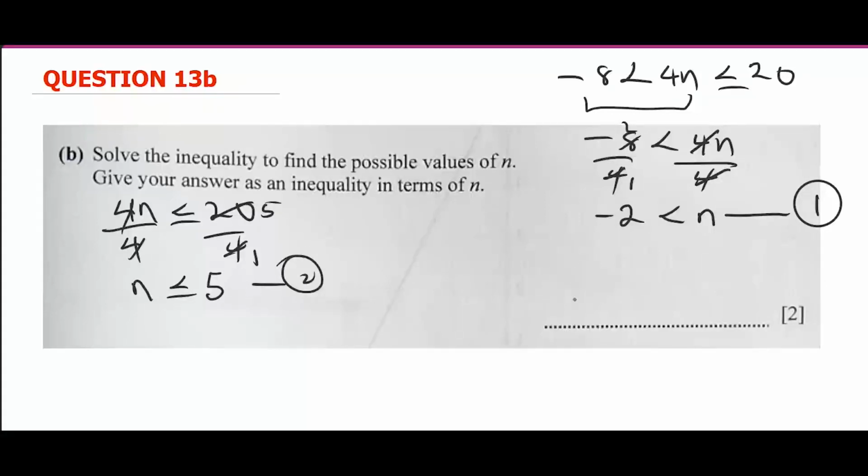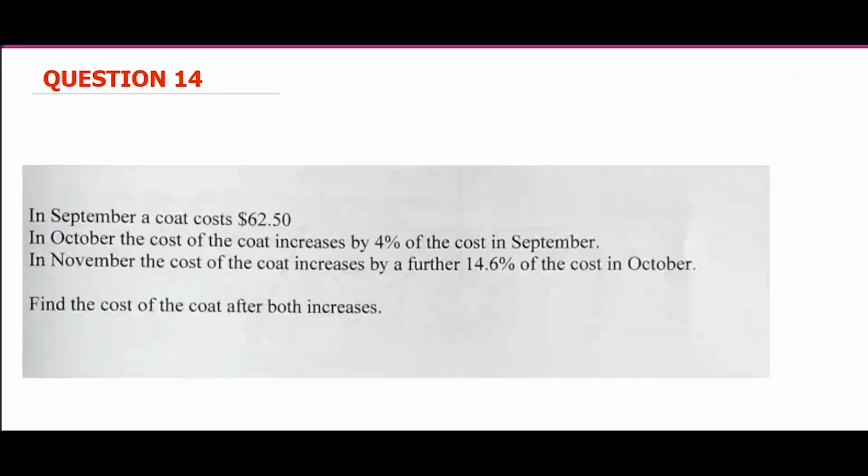So we can combine the two together by writing -2 < n ≤ 5. So that will be the solution to that question in inequality in terms of n. So the next one is to go to question 14.